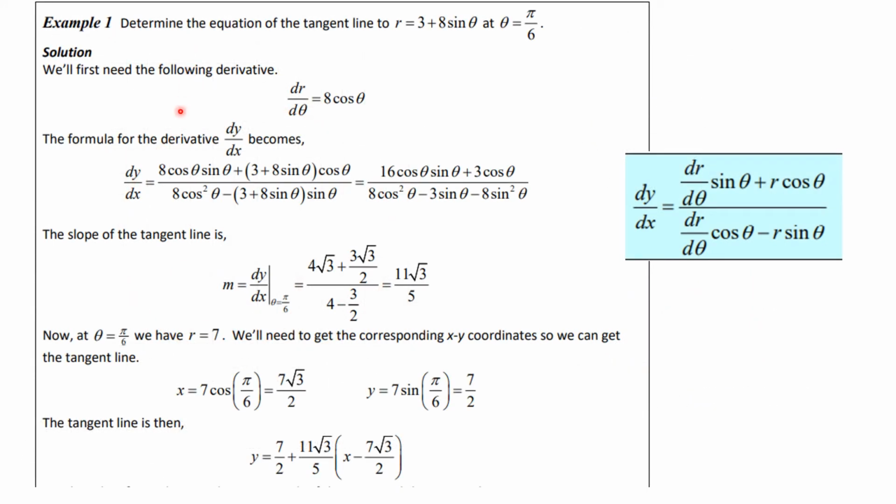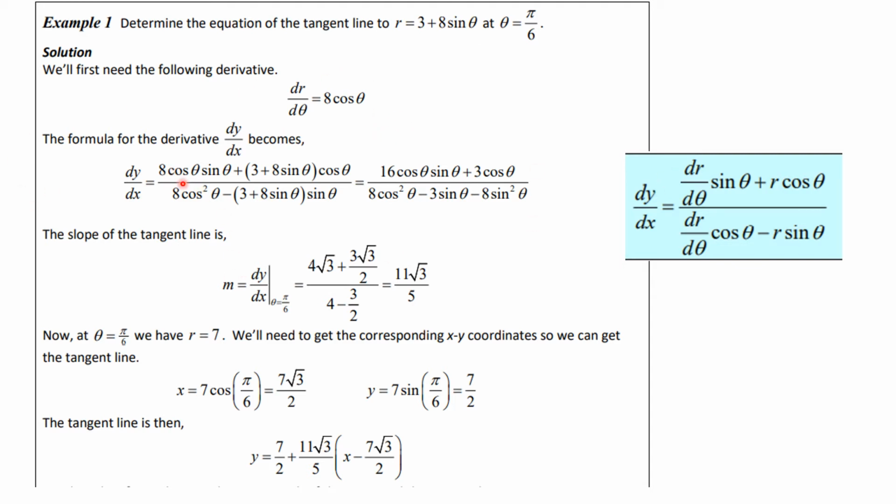All right, let's look at the solution now. Here's the equation that we're going to be using. This was the one that we derived earlier. We need dr d theta. Up here is r, so dr d theta is the derivative of 3, which is 0, plus 8 cosine theta. So I have that, and I just plug that into my formula.